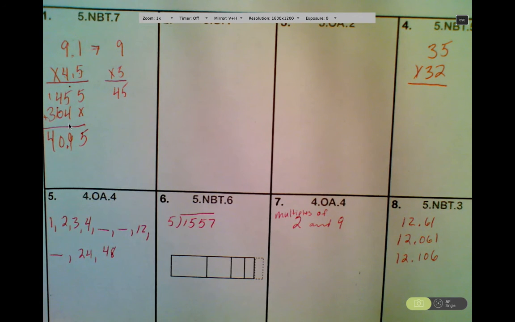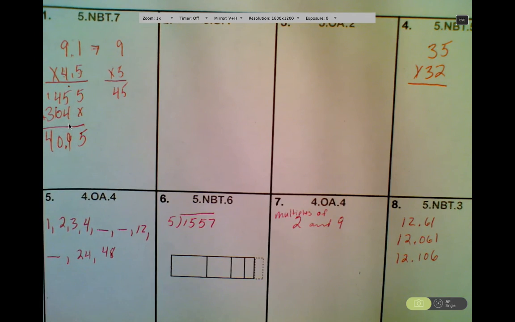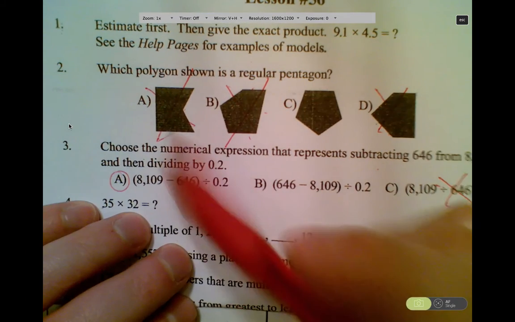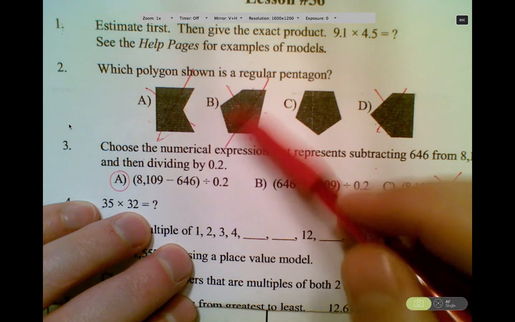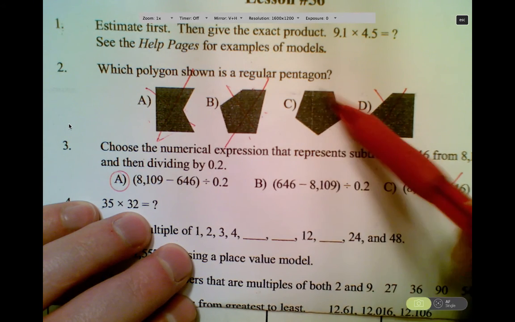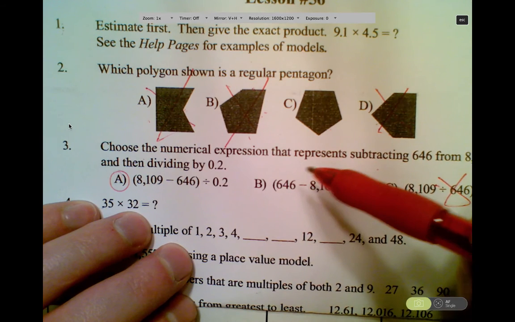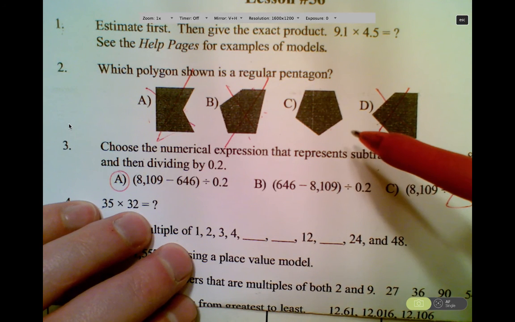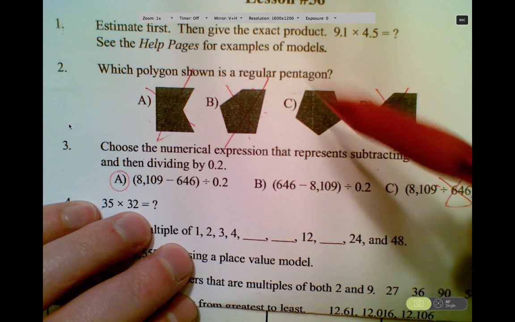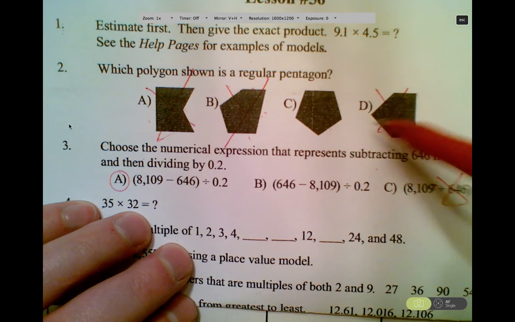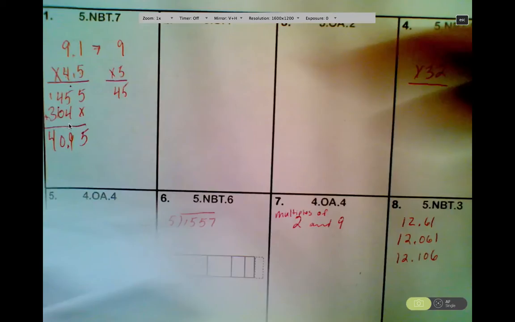Number 2, which probably got shown, is a regular pentagon. A pentagon has 5 sides. All of these do have 5 sides. 1, 2, 3, 4, 5. So we're good. Regular means all the sides are exactly the same distance, and all the angles are the same. So that'll cancel out A, B, and D. C is the only one.